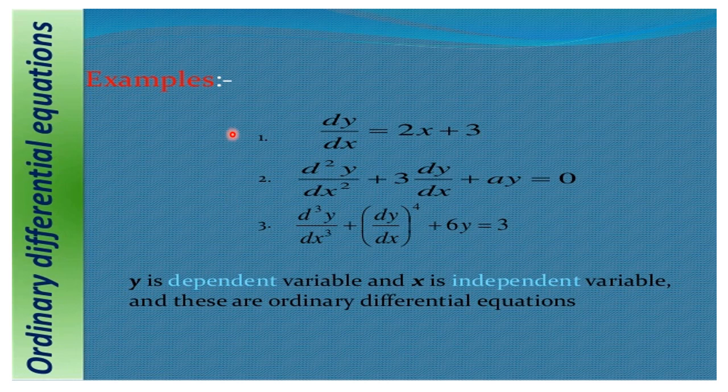Next we have examples. The first is dy upon dx equals 2x plus 3. You can see here 2 and 3 are constants. x is the independent variable, whereas y is the dependent variable because it is depending upon x. Similarly, the second equation is d square y upon dx square plus 3 dy upon dx plus ay equals 0. Again here y is the dependent variable, whereas x is the independent variable.